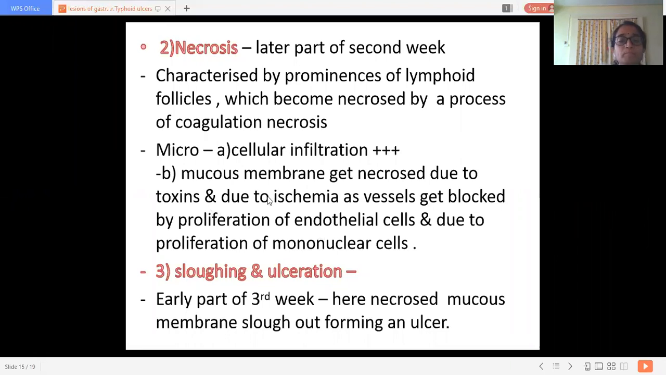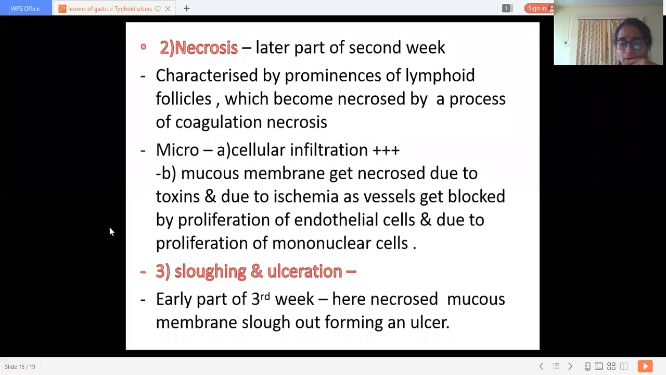Here the mucous membrane gets necrosed due to toxins, and due to ischemia, as vessels get blocked by the proliferation of endothelial cells and mononuclear cells. So this stage is necrosis. The next stage is sloughing and ulceration. This occurs in the early part of the third week. Here the necrosed mucous membrane sloughs out, forming an ulcer.